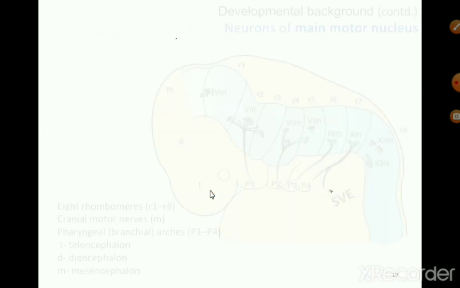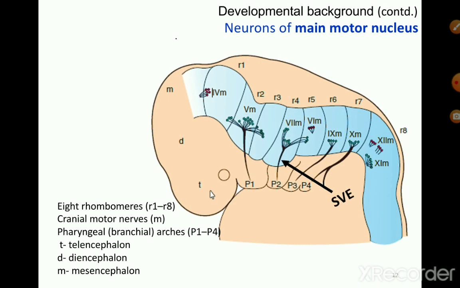Developmental background. In 25 days of development, there are 8 rhombomeres, and from rhombomere 4 the facial nerve develops, and the motor component of the facial nerve develops from the second pharyngeal arch.